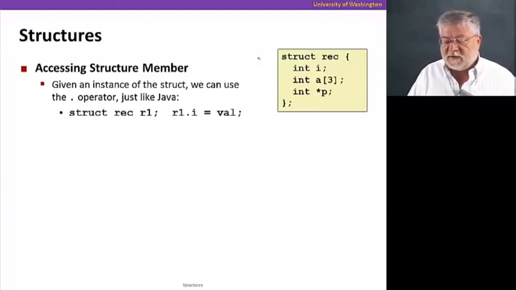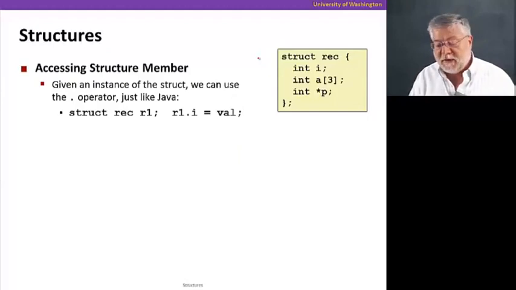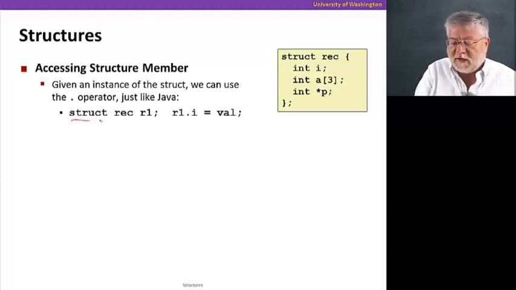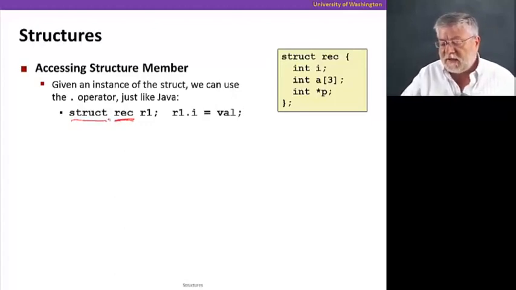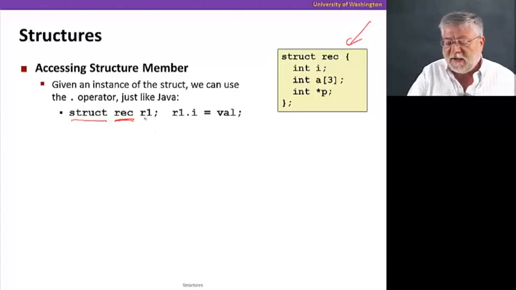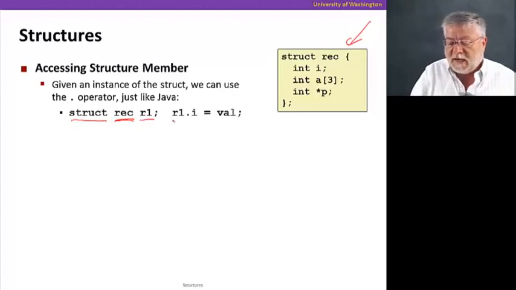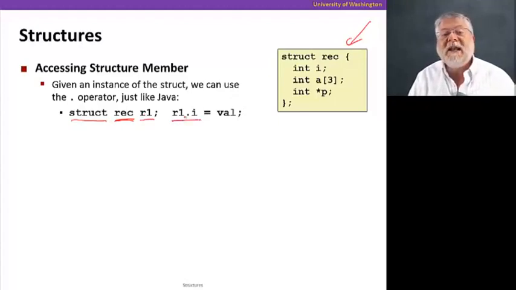Given an instance of a struct, we can use the dot operator just like in Java. So for example, if we declare one of these rect structs that we've just defined, declared here, we can give it the name R1. Then we can refer to that first integer in R1 by writing R1.I. And that refers to just that first integer that is part of that larger struct that has a couple of other things in it.